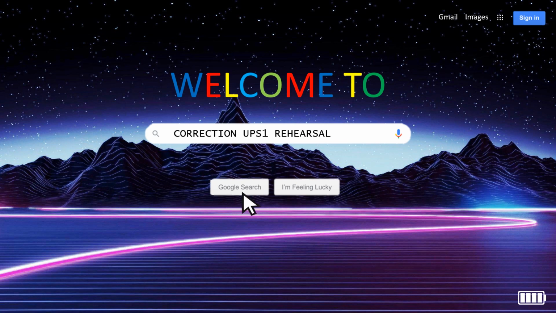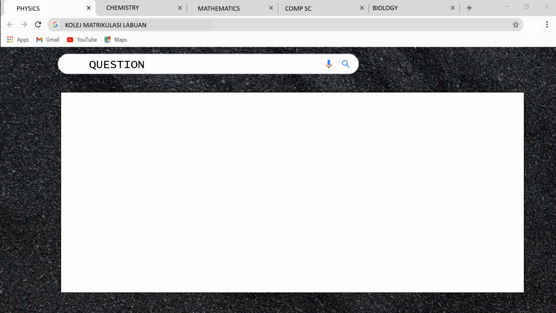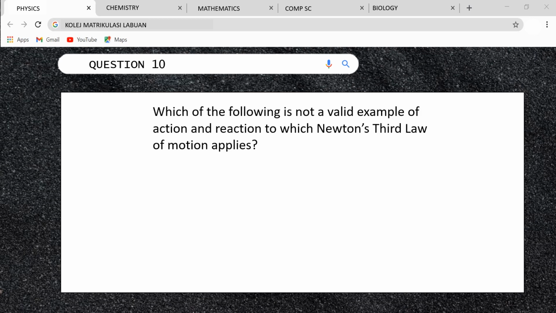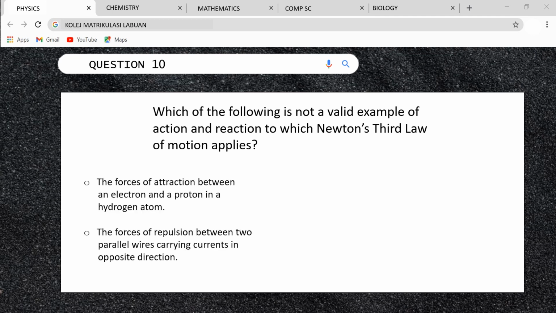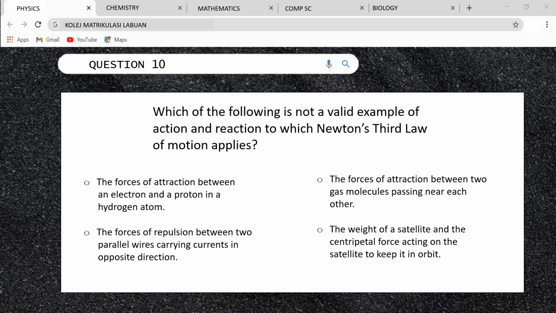Correction UPS1 rehearsal. Question number 10. The question is, which of the following is not a valid example of action and reaction to which Newton's third law of motion applies? So there's a given list of answer choices (pilihan jawaban).